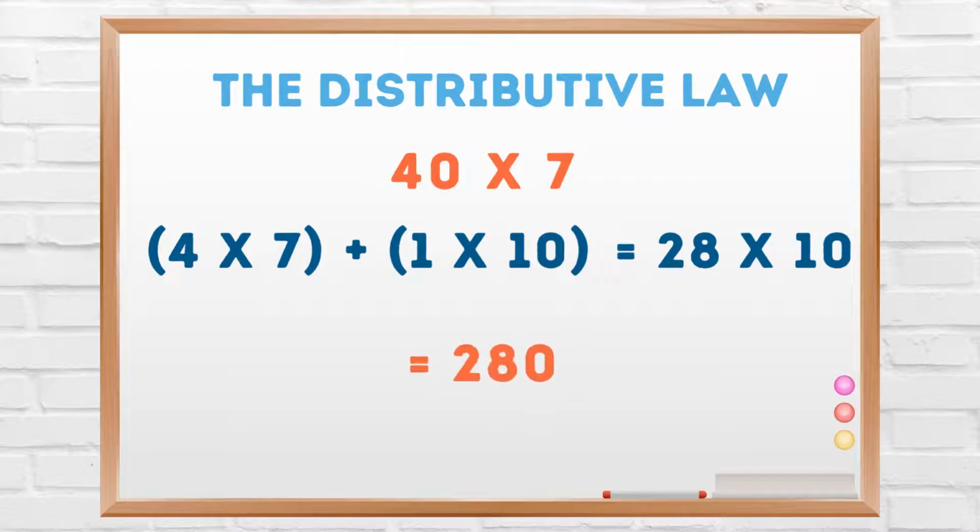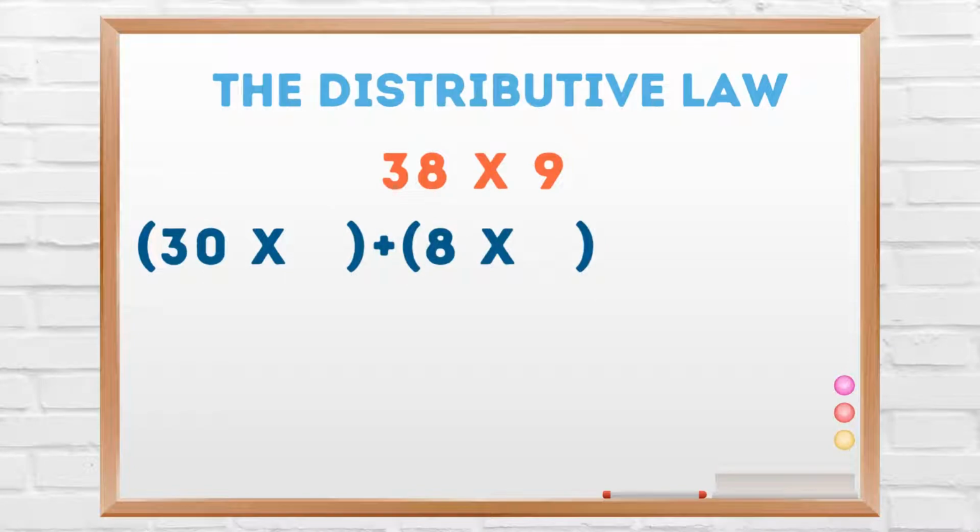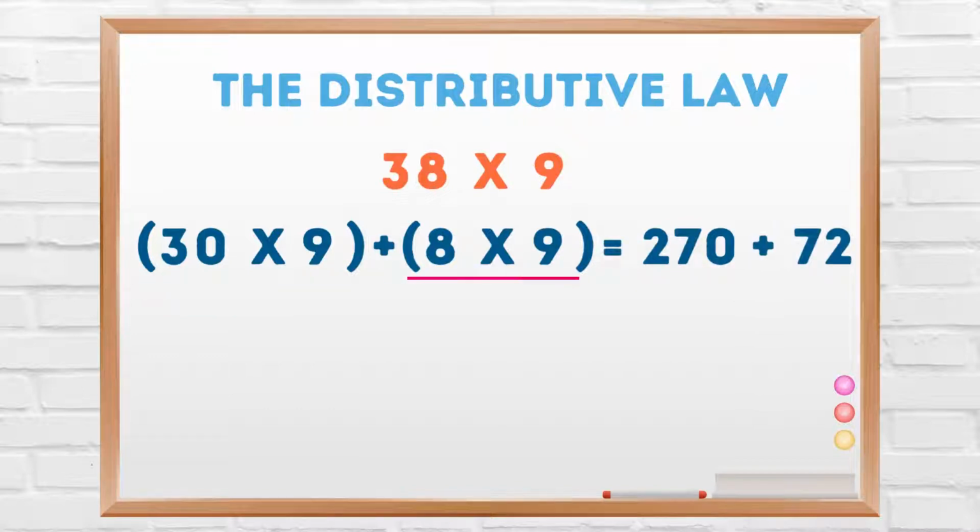and we get 280. We can also use the distributive law to solve 38 times 9. We know 38 can be broken up into 30 and 8, and all we need to do is multiply both numbers by 9. Well, 3 times 9 is 27, so we add on the extra 0, so 30 times 9 is 270, and 8 times 9 is 72. Then we add 270 and 72 together to find our answer of 342. So 38 times 9 is 342.